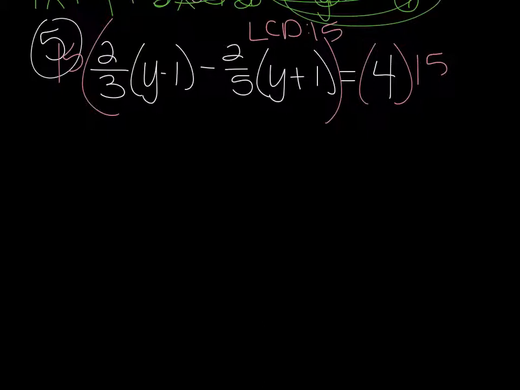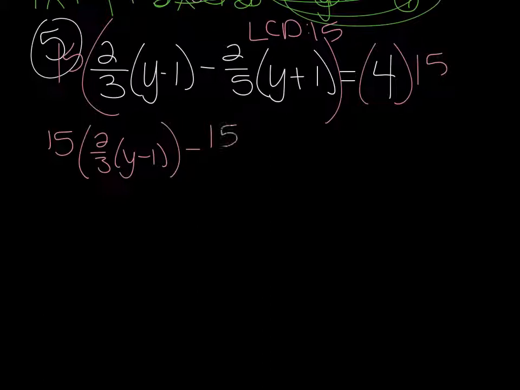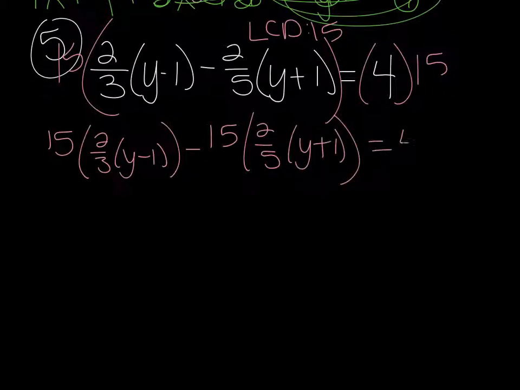So all I have to do is take 15 times the 2/3 times (y minus 1). That's just one term there because it's all a multiplication problem. And then I have to take the 15 times the 2/5 times (y plus 1). And then, of course, on the right side, 15 times that 4. Does that make sense? Why you would only multiply it by those 2? Yes? Okay. And now, once again, you have to be really careful when you're reducing these.